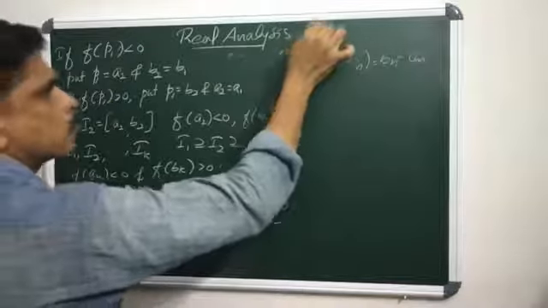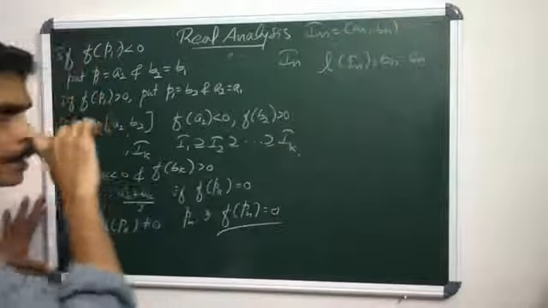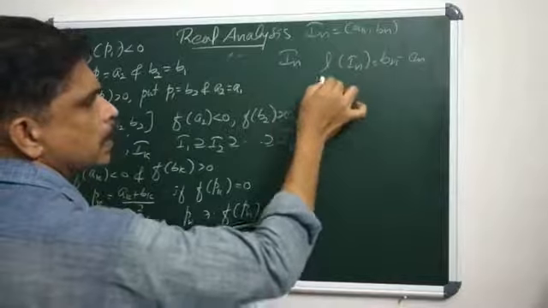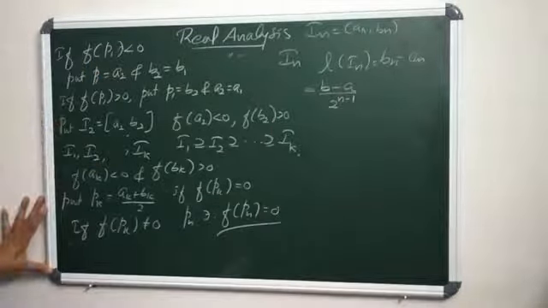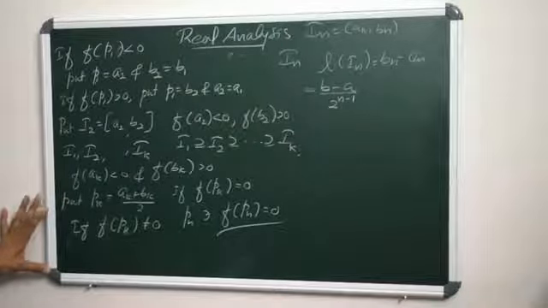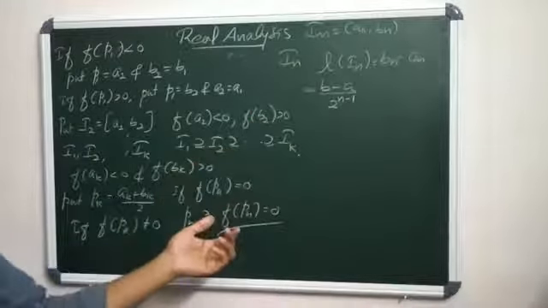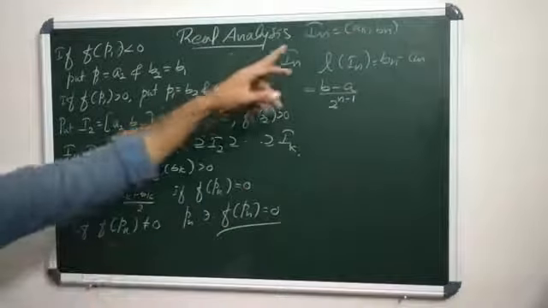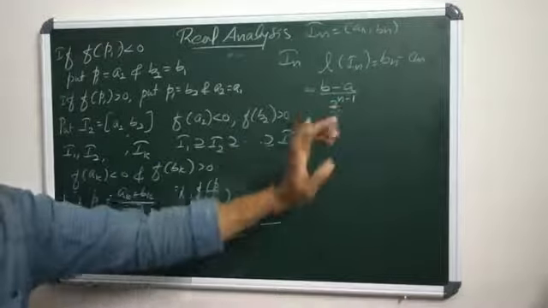Here In equals [An, Bn]. Then the length of In is Bn minus An. What is this Bn minus An? Bn minus An is (b minus a) by 2 power n minus 1, by the nested interval property. This nested interval property is familiar to you. So if this process does not terminate, meaning it goes on indefinitely, then we get nested intervals In with length Bn minus An, that is (b minus a) by 2 power n minus 1.